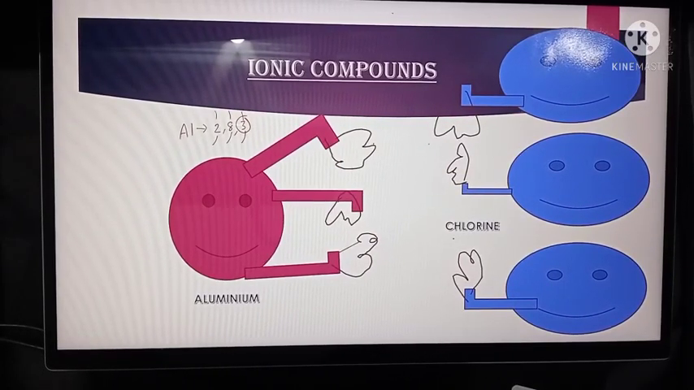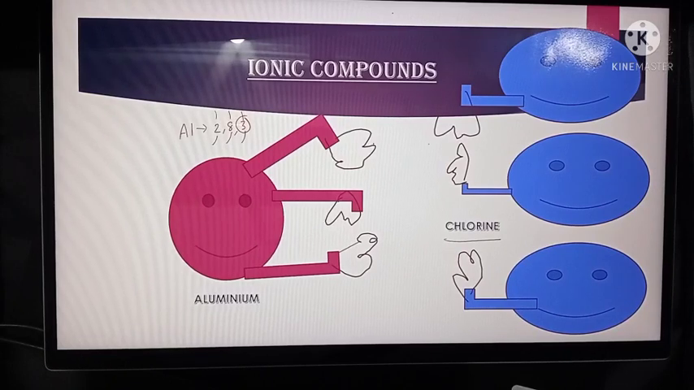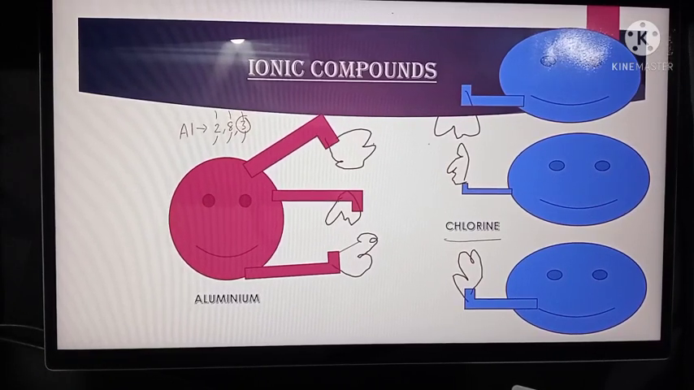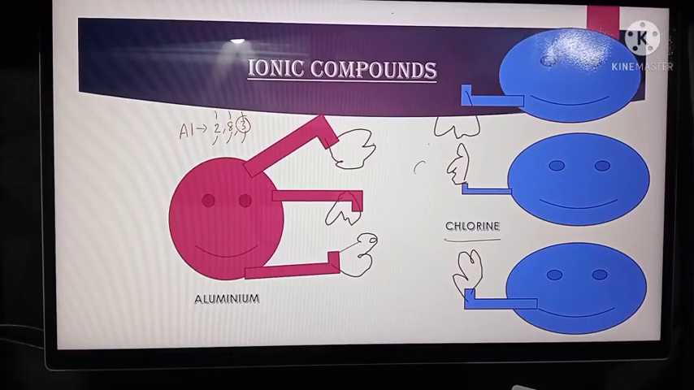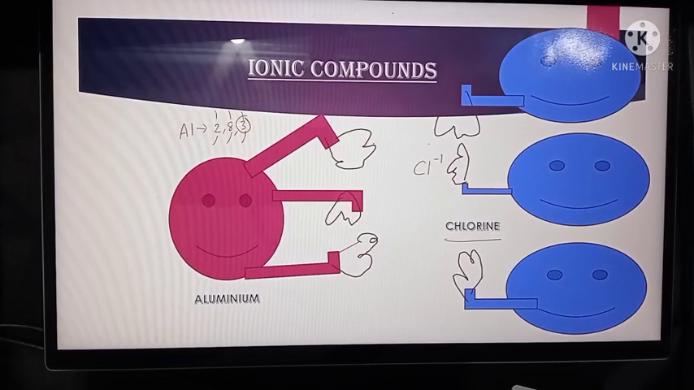Let us take the example of chlorine itself. If you are combining it with chlorine, each chlorine has got 1 hand only. Okay, so 3 chlorines are required. So basically the formula for chlorine ion is Cl -1, and when it becomes an ion, it will be called chloride.